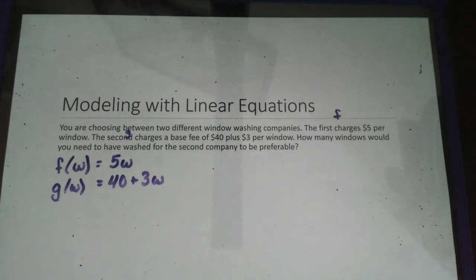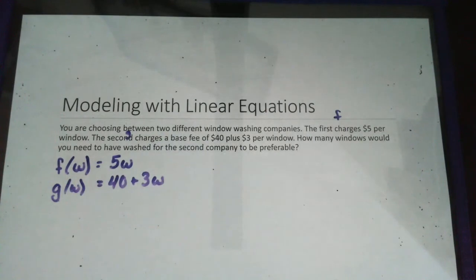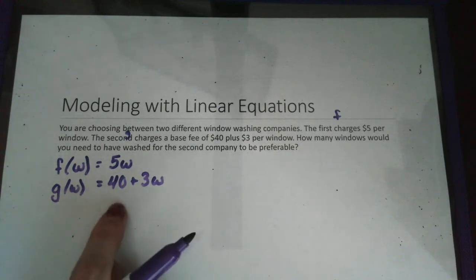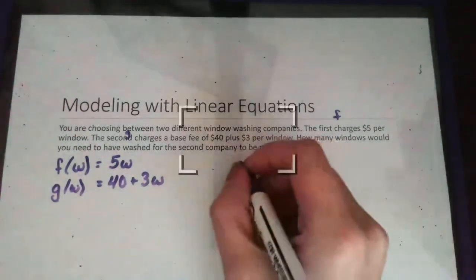So if we start really, really low on our numbers, say 1, 2, 3 windows, we can see that our first company is way cheaper. We want to know how many windows it would take for the second company to be preferable. Well, if you think back to the last section, we were talking about finding the intersection of two equations. If we find the intersection point of these two, that will tell us when the costs are equal. And then we know that after that is when the second company will be cheaper. So let's see if we can figure out where these two company costs are equal, and we'll go from there.